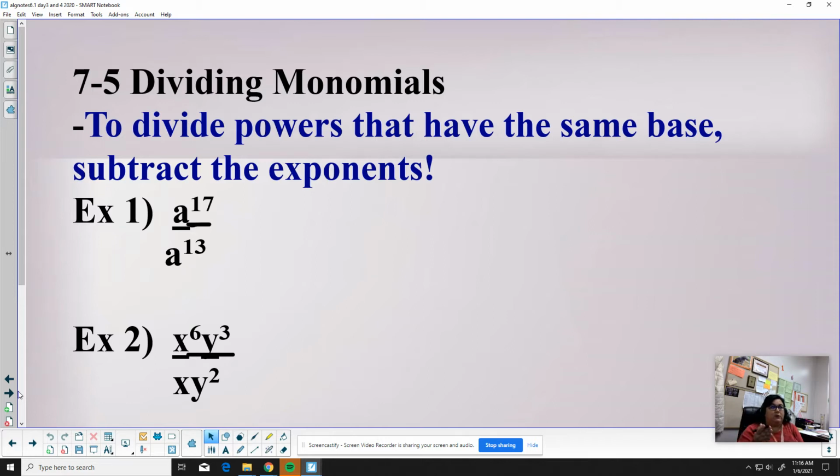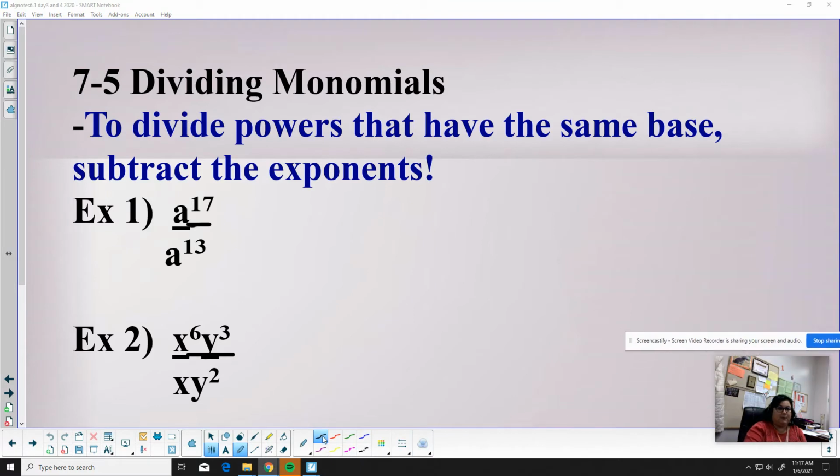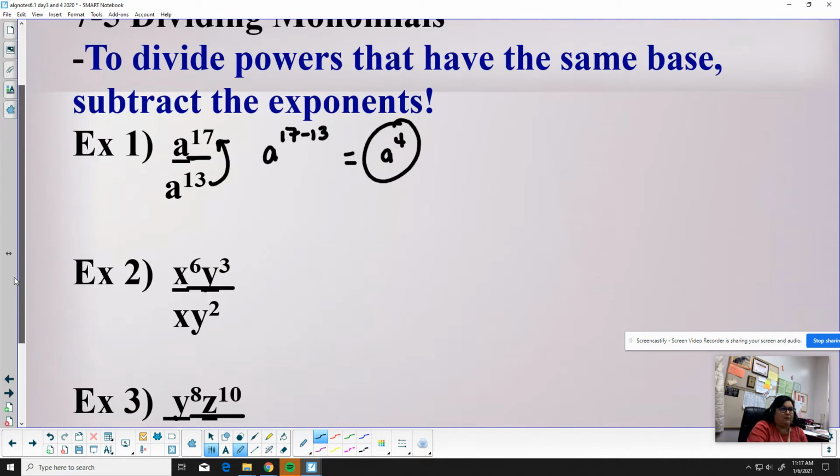And I usually go either to the numerator or the denominator, wherever there is more of that particular variable or number. So on this one, I've got a to the 17 over a to the 13. I'm subtracting the a's, so I'm going to go up to the top because there's more up on the top in the numerator. So a to the 17 minus 13 is a to the fourth. And that's a simplify problem because it's a variable. I can't go any further.